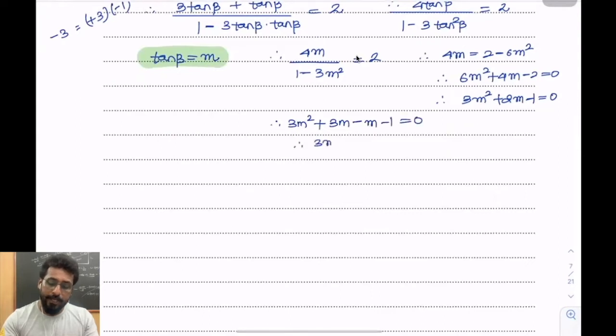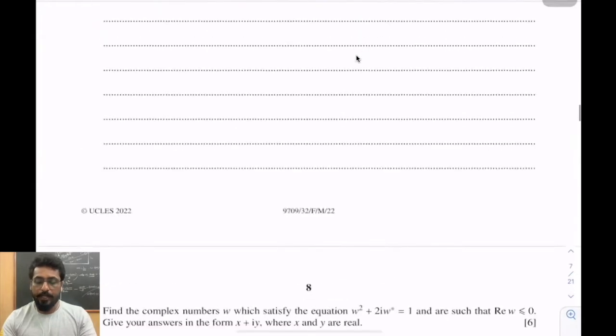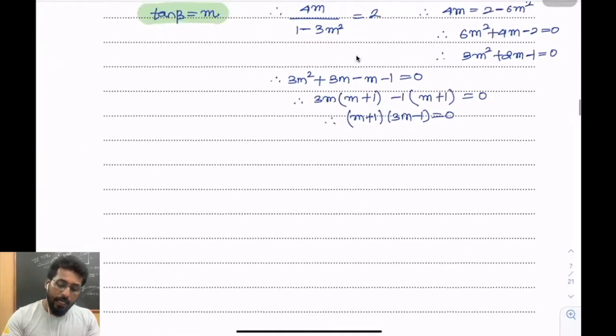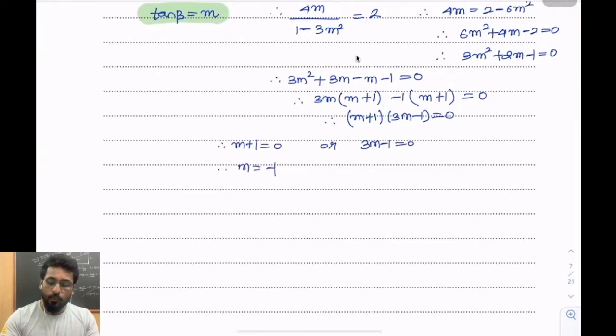So I can take out 3m common from the first two terms, right, students? And what is left? m plus 1. I can take out a negative 1 common from the next two terms. I'm left with m plus 1. So I get m plus 1 multiplied with 3m minus 1 equal to 0. That means I can write either m plus 1 is 0 or 3m minus 1 is 0. That gives me m equal to minus 1 or m equal to 1 over 3.